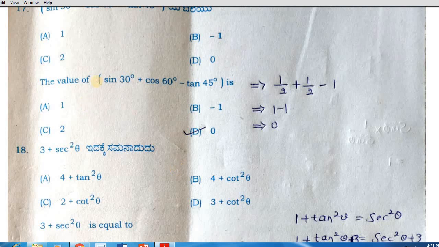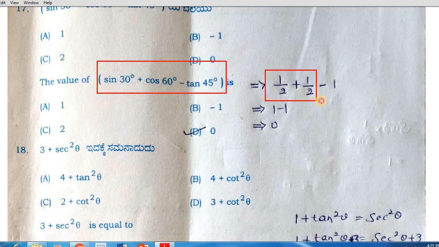Question number 17, children. The value of sine 30 degree plus cos 60 degree minus tan 45 degree is. Very simple. Substitute these values. Sine 30 degree value is 1 by 2. Cos 60 degrees value is 1 by 2. And tan 45 degree is 1. Now add these two. 1 by 2 plus 1 by 2 will get 1. So 1 minus 1 gives 0. Hence for this question the right answer is D, 0.